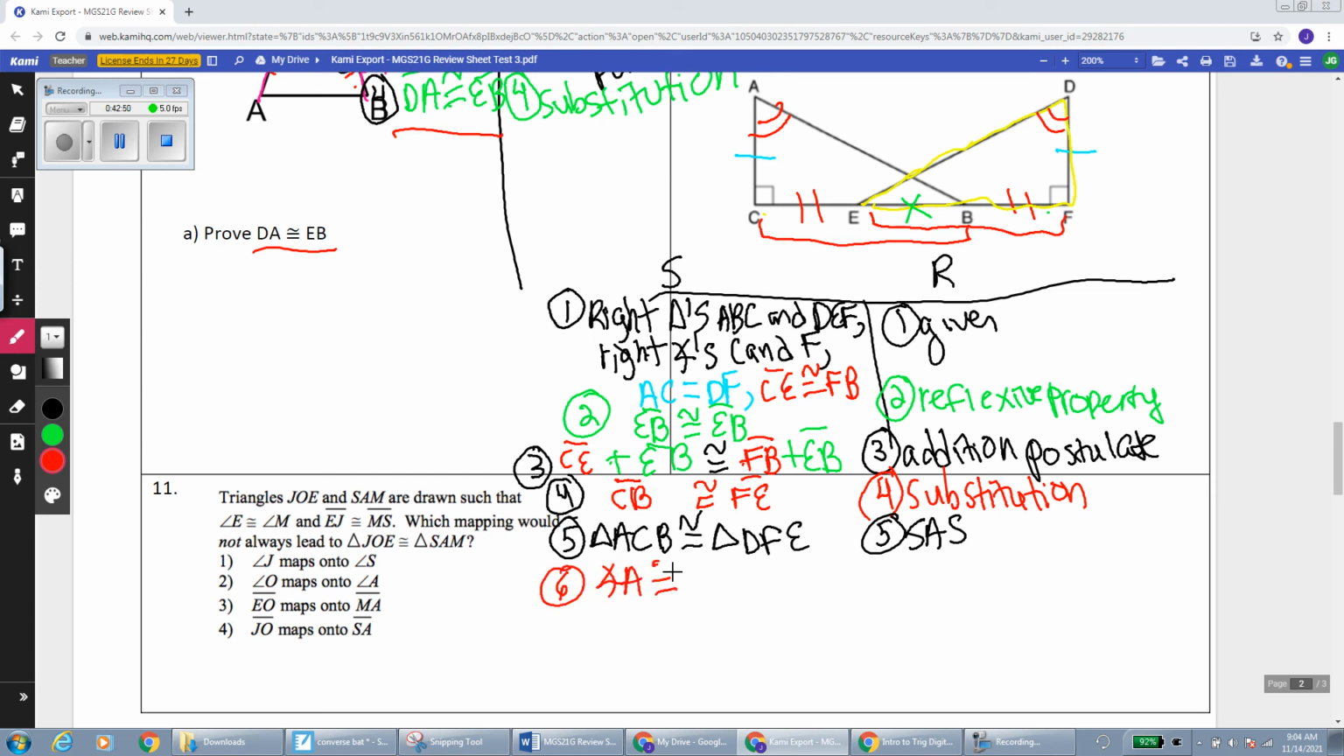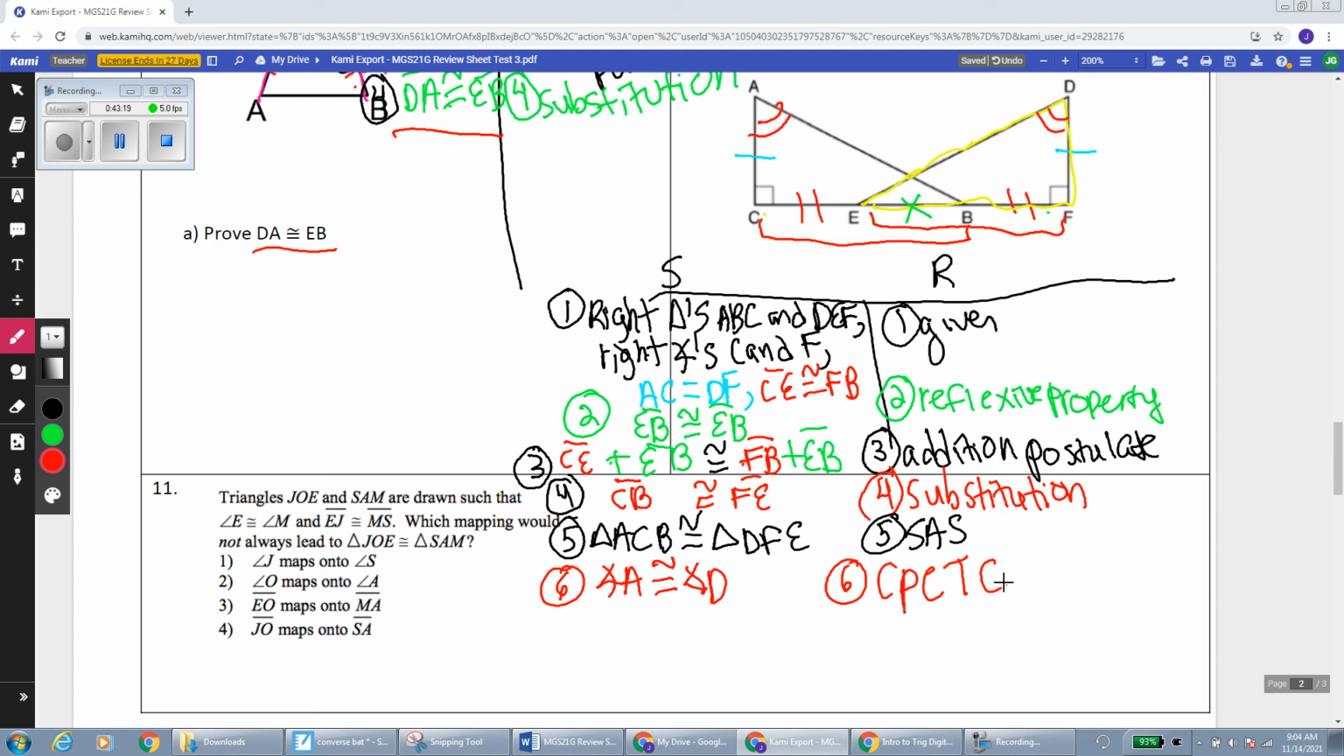because since the two triangles are congruent to each other, all of their corresponding sides and angles are congruent as well. And we can abbreviate this with the letters CPCTC. Corresponding parts of congruent triangles are congruent. Once you know the triangles are congruent, all of their corresponding sides and angles are also congruent as well.